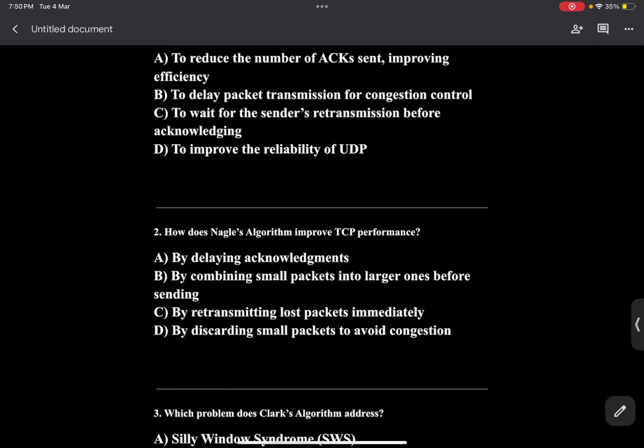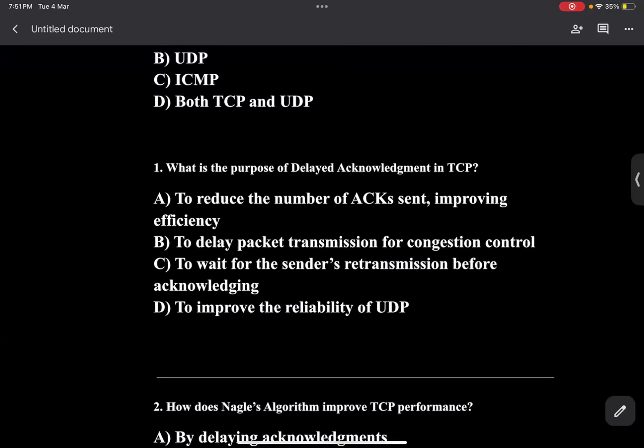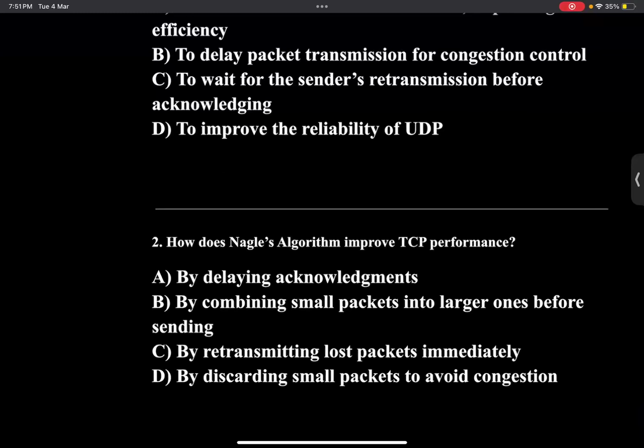Question number 2, how does Nagle's algorithm... Okay, can you tell me why the answer is A first of all, before jumping into the next question? Ma'am, the delayed acknowledgement feature is to reduce the number of acknowledgements. Basically, I'm delaying the acknowledgement so that if I'm getting one byte, I shouldn't send the acknowledgement for that, and then for another byte I shouldn't send the acknowledgement again. If I wait for more data, only one acknowledgement for more data will be sent rather than acknowledging each packet. So basically, to reduce the number of acknowledgements sent, improving efficiency. Now, second, how does Nagle's algorithm improve TCP performance?